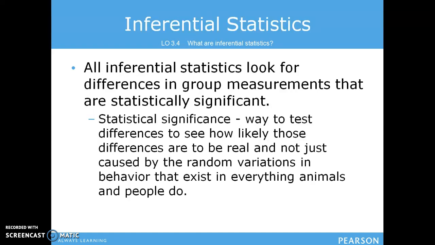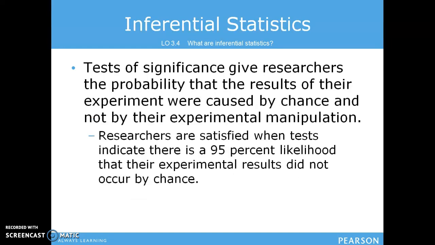So, for example, if the scores of Arcadia High are very high, then we have what's called statistical significance. And there's a way to test for this. We want to make sure that the data that we got was not random, was not caused by random variation. And this is also to say that it wasn't caused by an error or mistake. And the golden rule here is that researchers are satisfied when tests indicate that there's a 95% likelihood that the experiment results did not occur by chance. In other words, that they did happen for a reason.